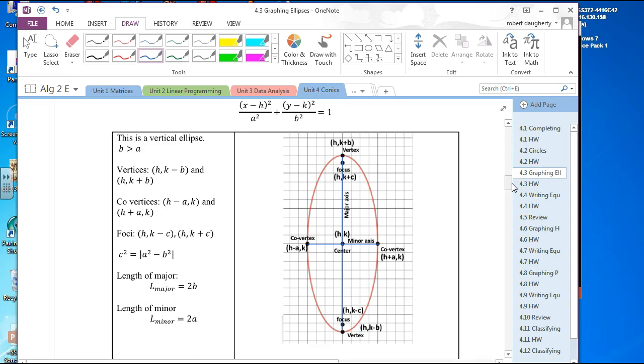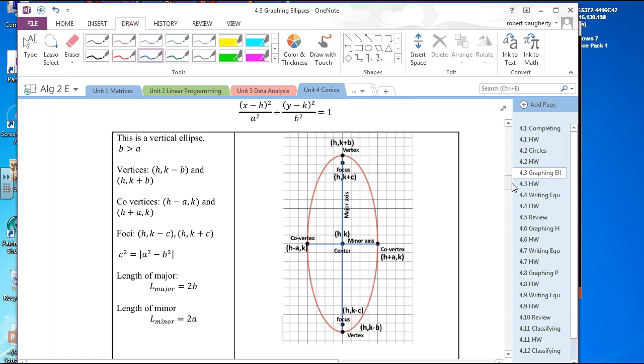What happens when A is greater than B? You have a horizontal ellipse if A is greater than B. So let's look at the vertical ellipse. A vertical ellipse means I'm going to have a center, and then the focus and the vertex are all going to be on this vertical line. So this is my major axis, this is my minor axis. So if this is the center, what's the distance from here to the vertex?